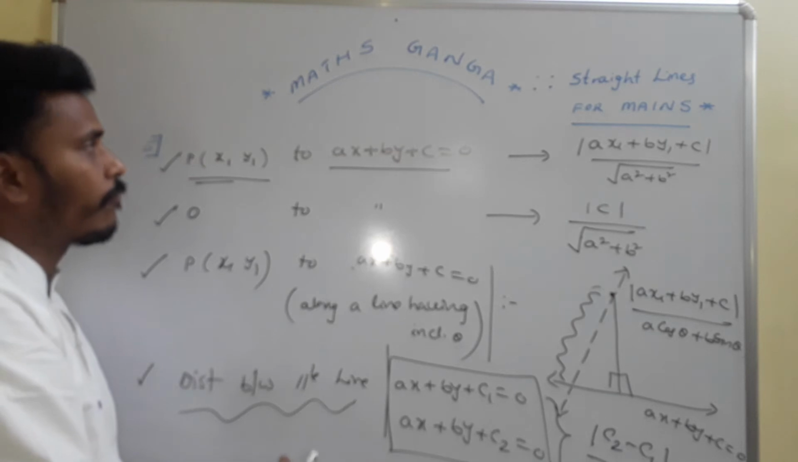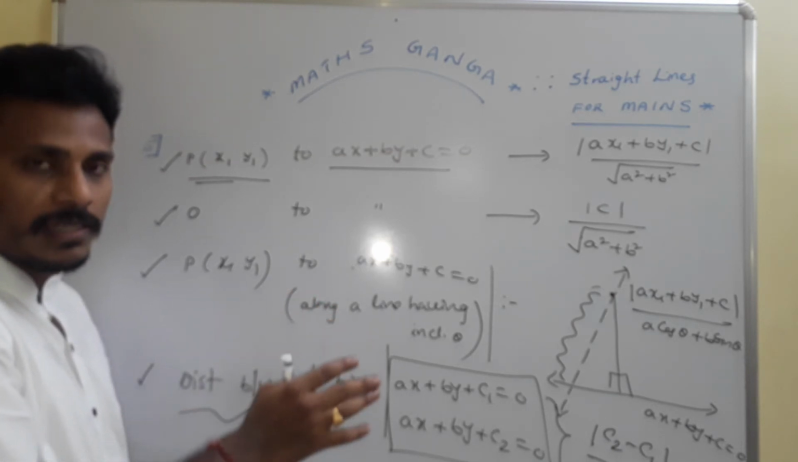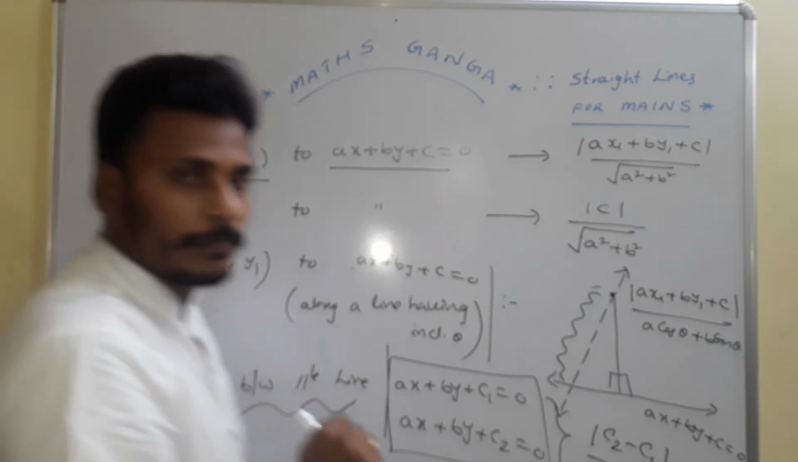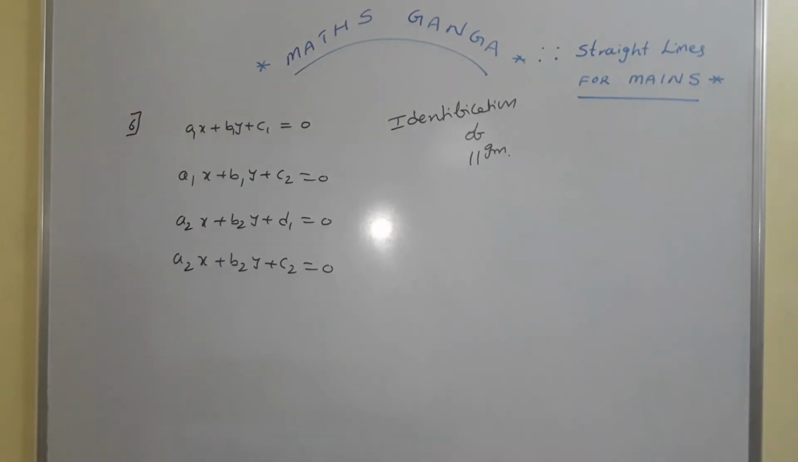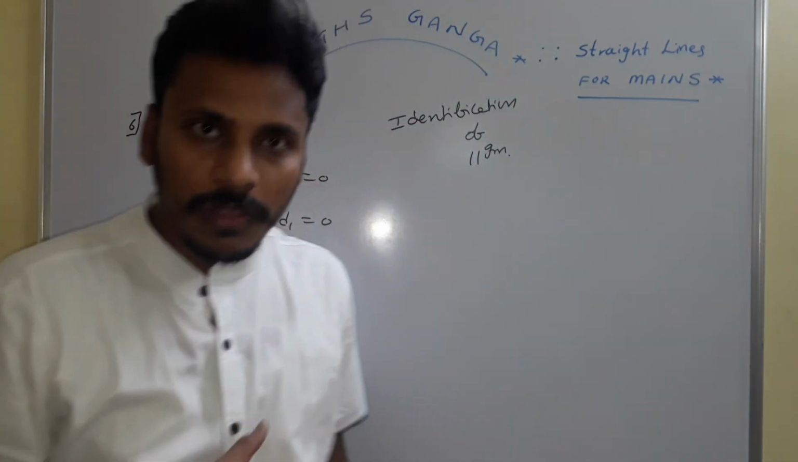Now, this is the fifth conceptual idea from the straight lines regarding our mains examination. Have a look, and I will come with the sixth conceptual idea. Yeah, now this is the sixth conceptual idea. Four different lines are given here, and we need to identify the type of parallelogram formed with these four lines.